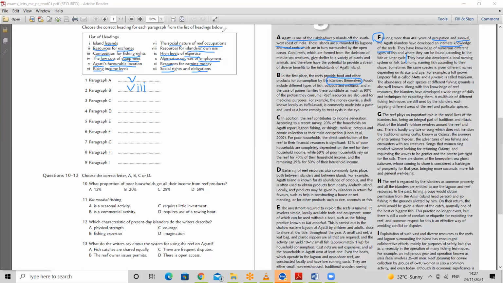However, if you want to continue to read further, it says that they have also developed a local naming system of folk taxonomy, naming fish according to their shape. So the next sentence further develops the topic sentence about developing an intimate knowledge, where they can also remember the names of fish according to their shapes. Now, with this, we can quickly decide the best answer should be number 9 in Roman. That's paragraph F. So that's number 9.